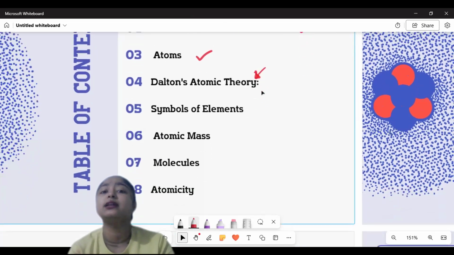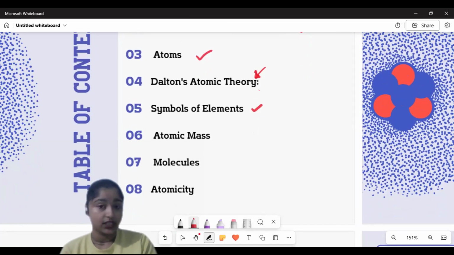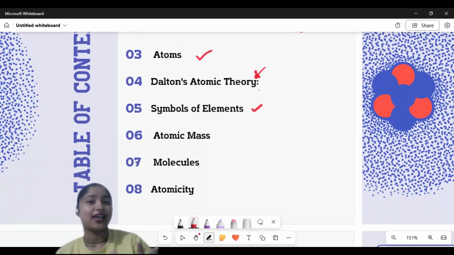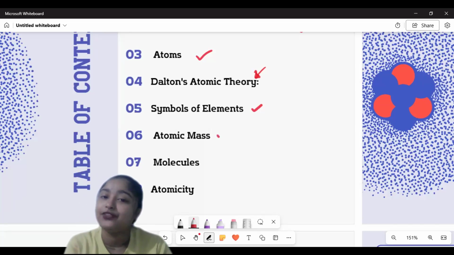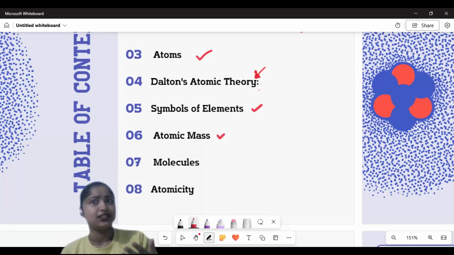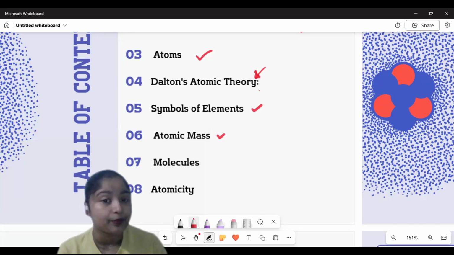Now comes the symbol of elements. It's very important in the context of this chapter, because from here the wonder of chemistry will begin. After that we have the term atomic mass. It is related to atoms, and as the name suggests, we will understand what atomic mass is and what the uses of atomic mass are.